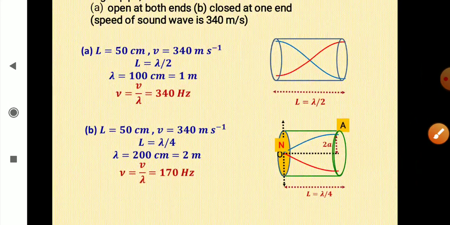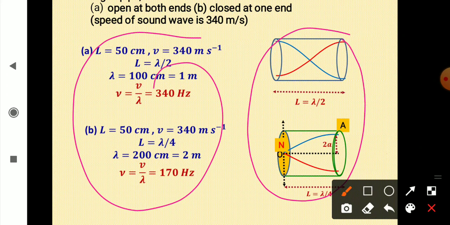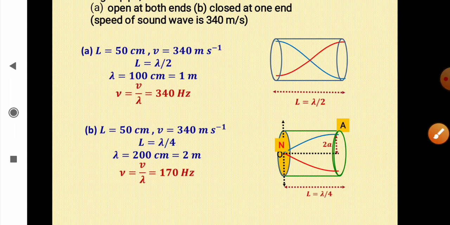So even if you do not remember the general formulae, you can solve them just by drawing these diagrams. And with this, I come to the end of this video.